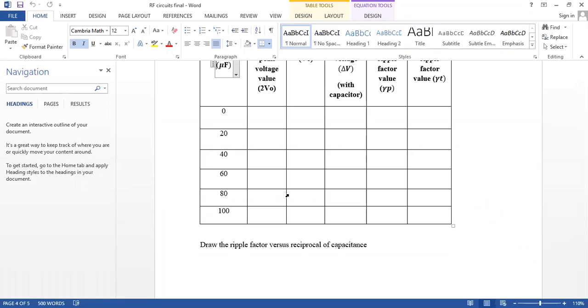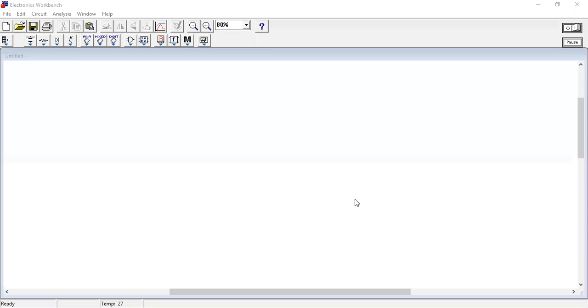How to connect the circuit by using Electronic Workbench. Okay, this is Electronic Workbench. First we will see the half wave rectifier. For the half wave rectifier, we need an AC source, transformer, diode, resistance and capacitor, and CRO also.